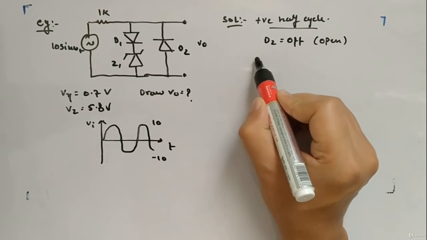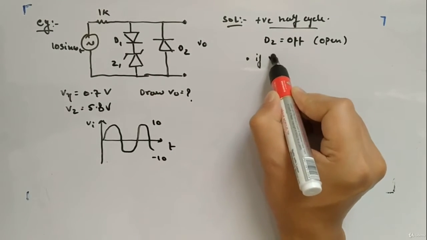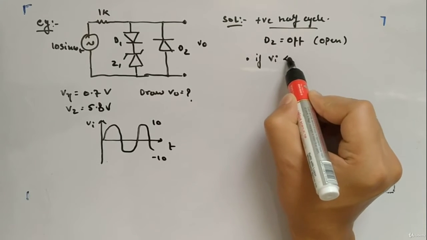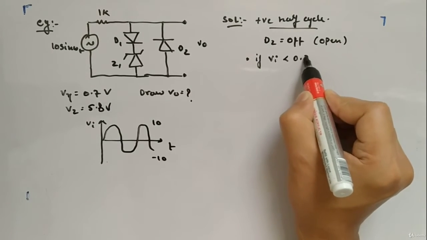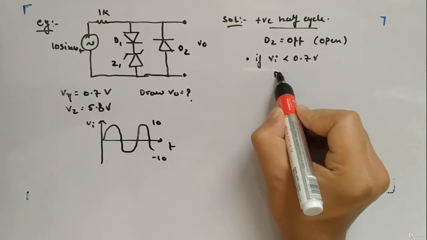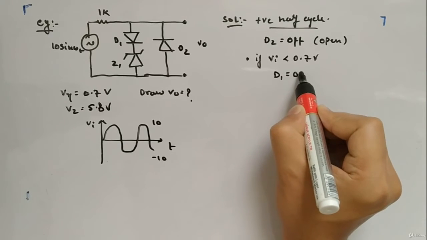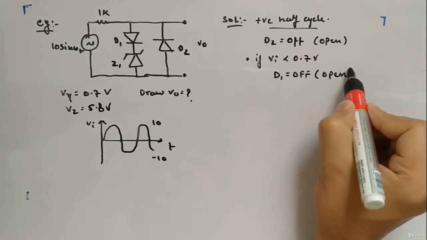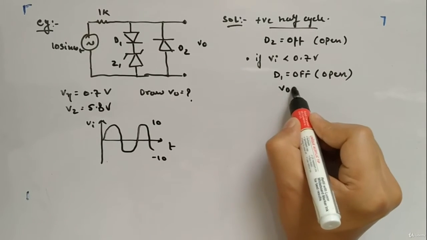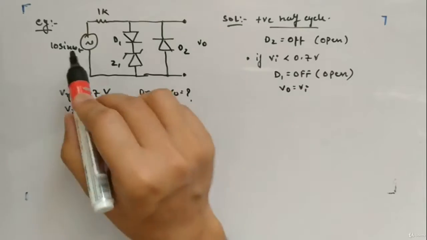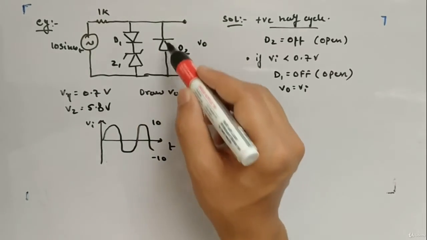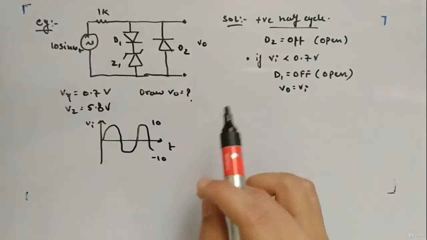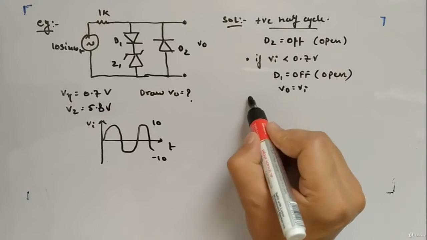Okay, if Vi is less than 0.7 volt, then D1 will be off, the whole branch will be open, and V0 will be equal to Vi. Okay, this branch will be open, this branch will be open, so all the Vi will be going there.